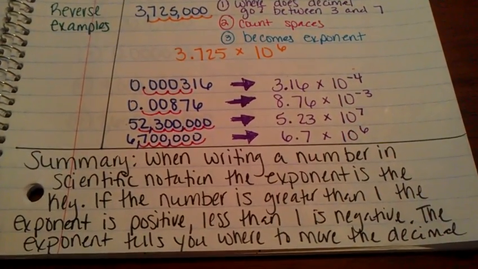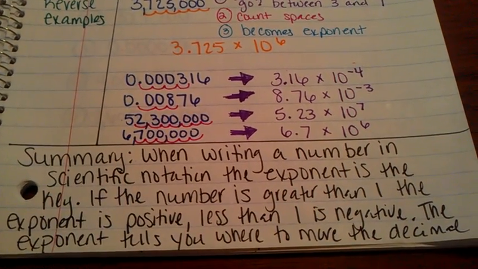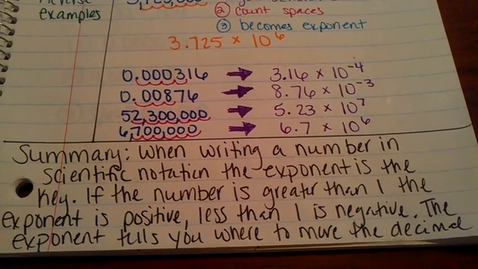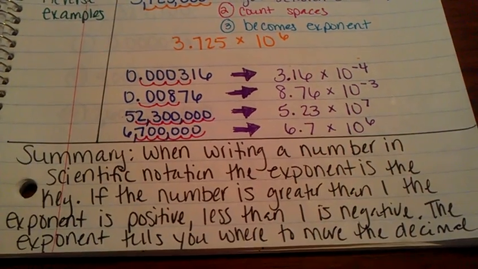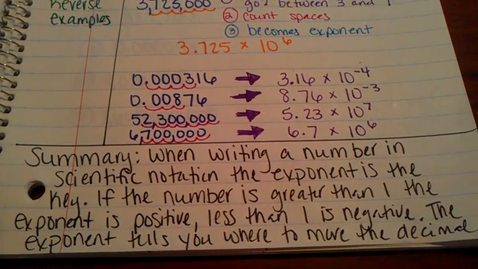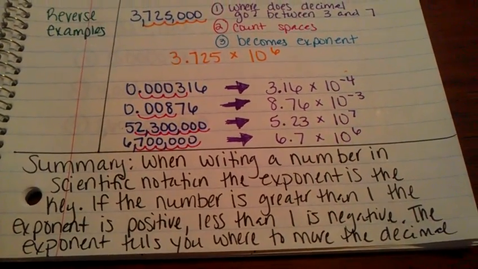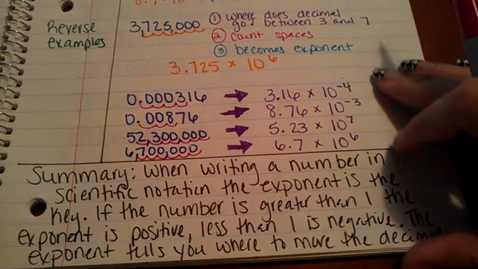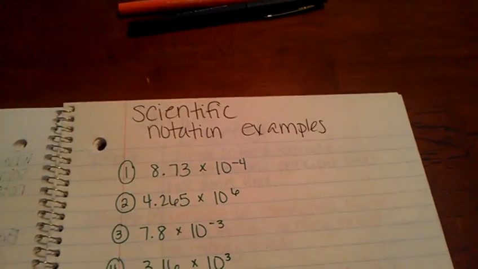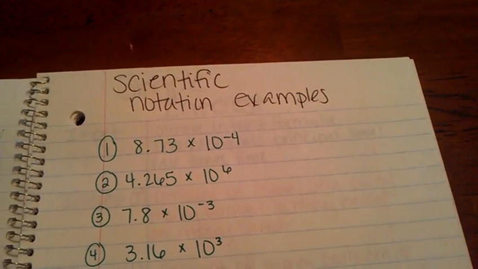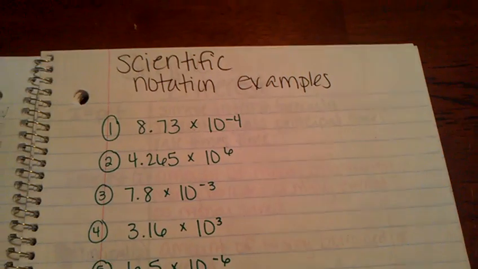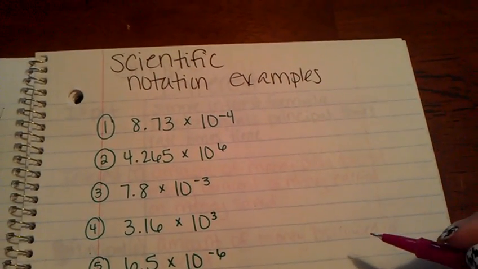When writing a number in scientific notation, the exponent is the key. If the number is greater than 1, the exponent is positive. Less than 1 is negative. The exponent tells you where to move the decimal. So now that we know how, let's just do a few examples. Right here, I've got some numbers that are in scientific notation. I'm going to take them out of scientific notation.